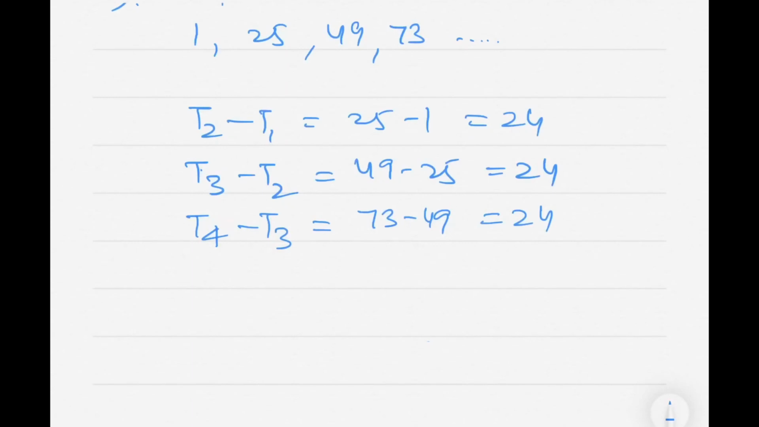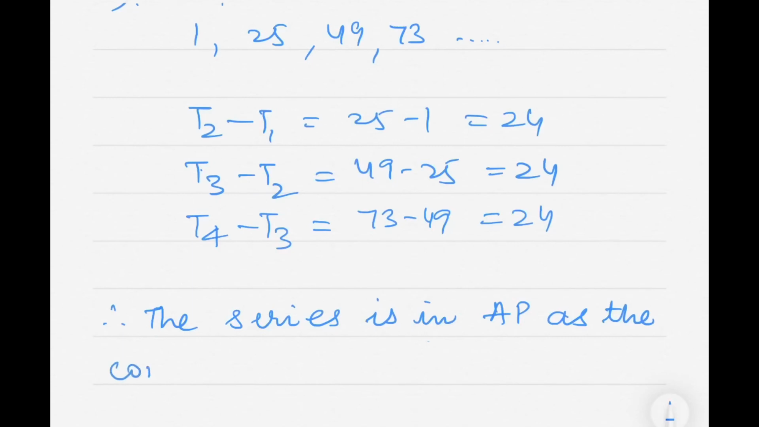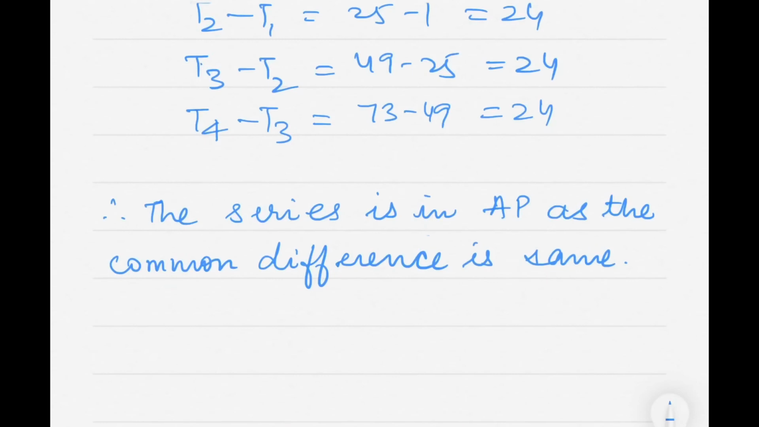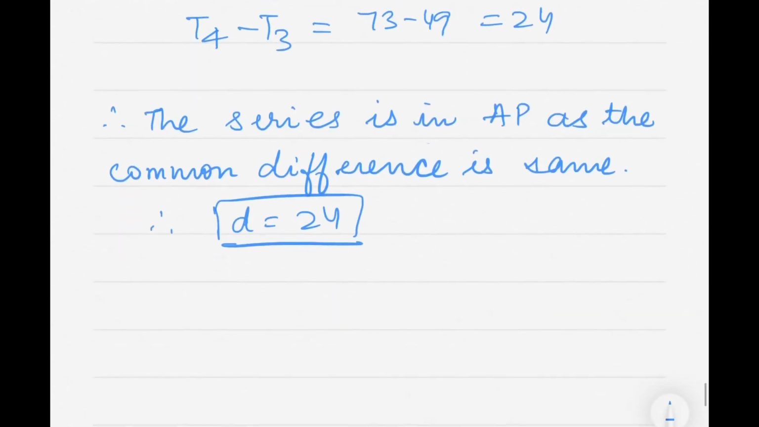Therefore the series is in AP as the common difference is the same. Now let's find the next terms, and D is equal to 24. Therefore the next three terms are to be found.